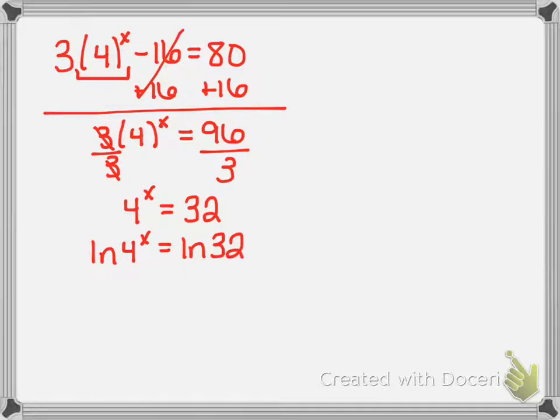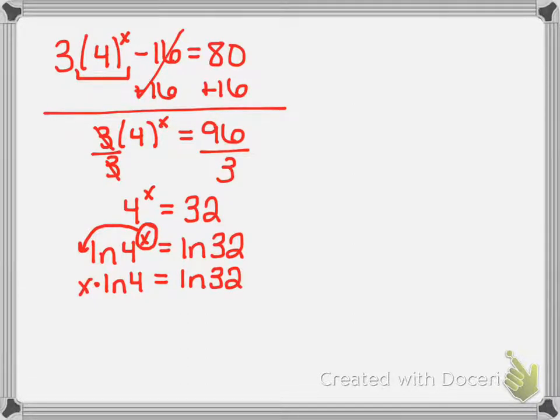When I do that, what happens is over here on the left side, I now have an exponent inside of my log. And so that exponent is now going to move down to the front, which is step 3. I'm using my log properties to move the x down to the front, so it becomes x times the natural log of 4 is equal to the natural log of 32.